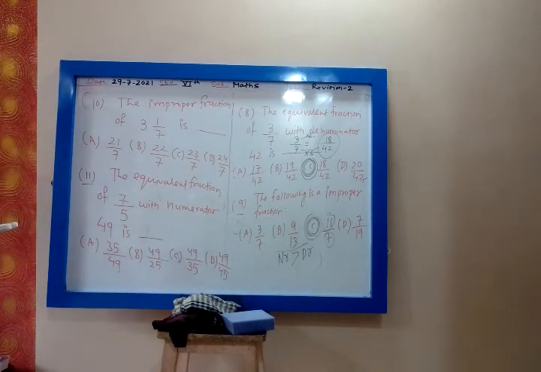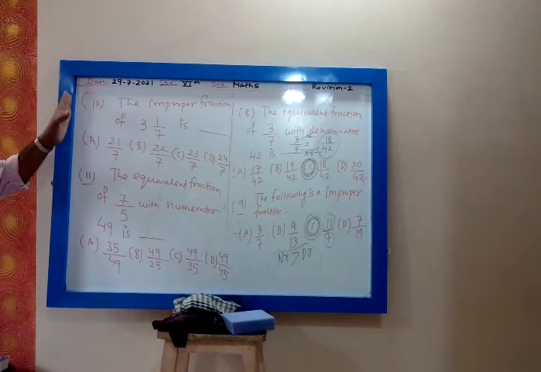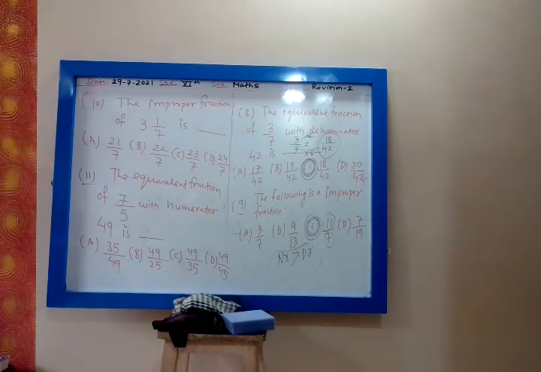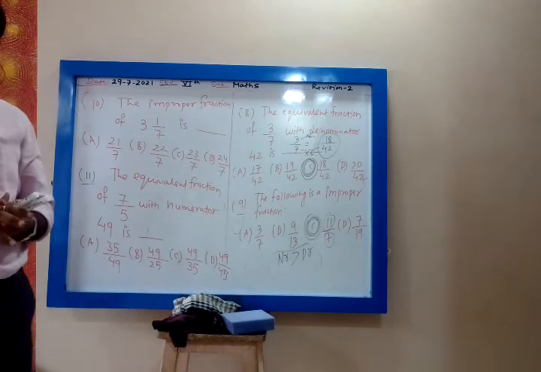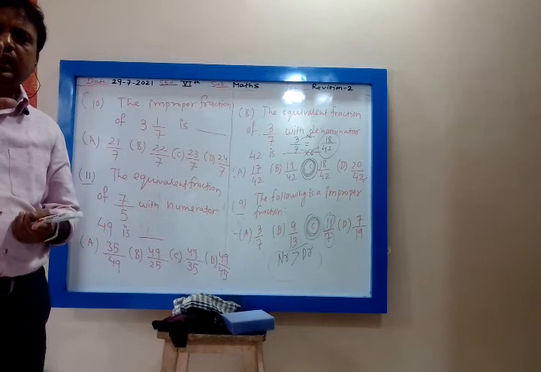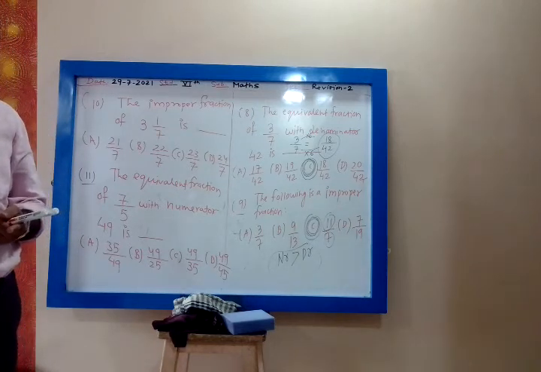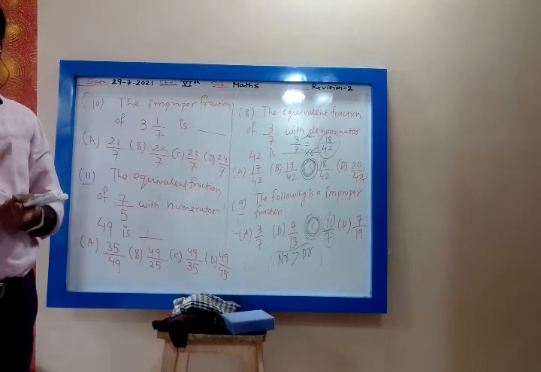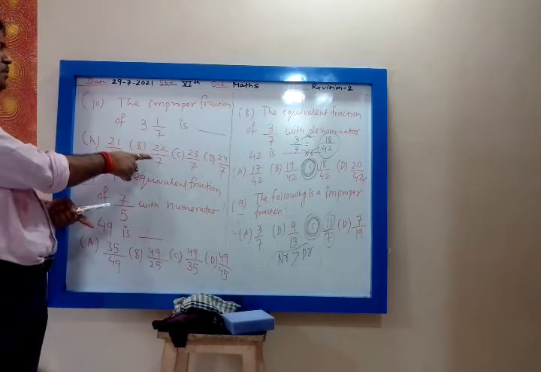Denominator of the last one is 45. So what is the answer? Tell me the answer to question 10, somebody. 1 minute. Varun Patel says 22 upon 7.